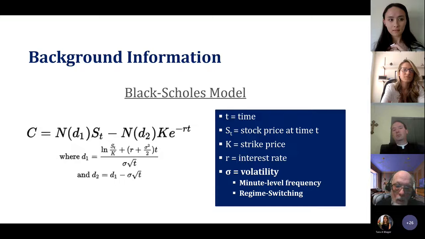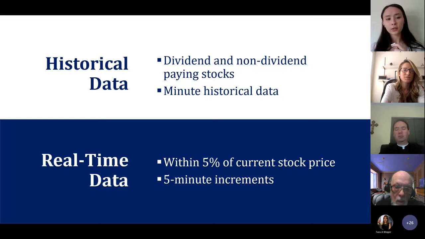The two pieces of data that we really took into account first was the historical data that I've already mentioned. We took into account both dividend and non-dividend paying stocks, but the thing that we were looking for most importantly was that they were frequently traded. And as I mentioned before, we looked at minute historical data in order to form our regimes and the weight of our regimes. And then we took some real-time data.